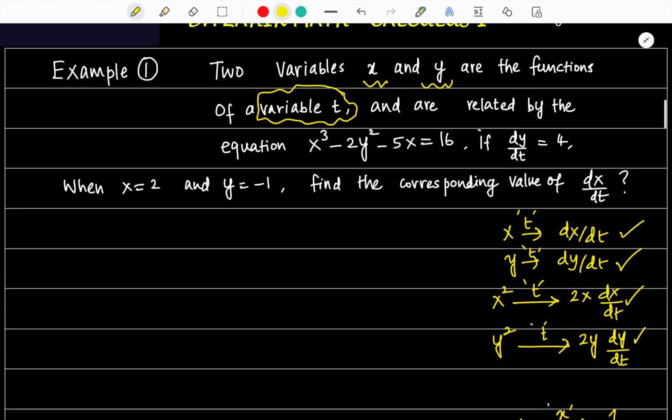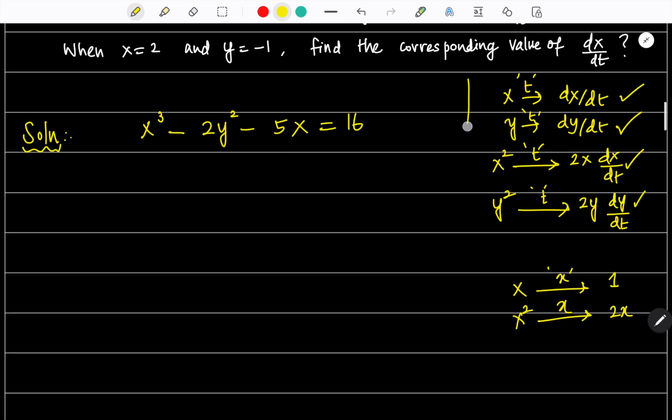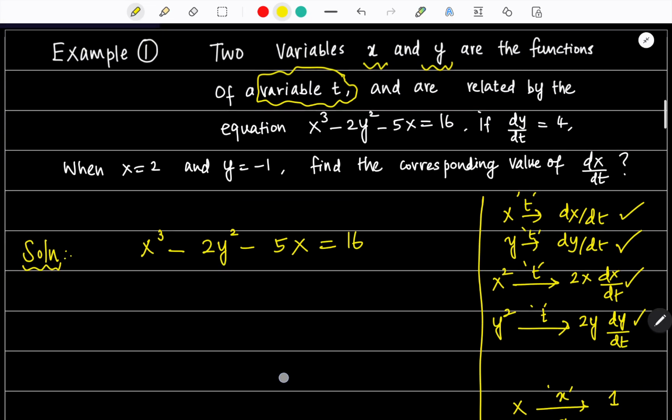Right. Now, x and y are related by an equation. So what is the equation? The equation is x cube minus 2y square minus 5x is equal to 16, right? Okay. So now what happens? We are going to do it. Let me make a straight line so that you will not get disturbed, right?